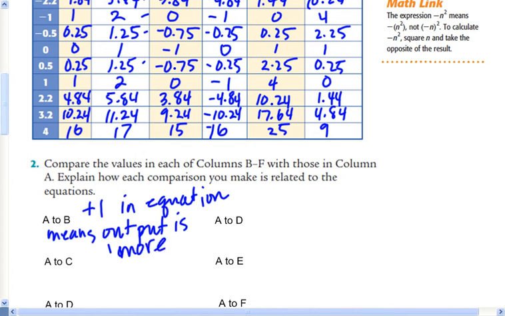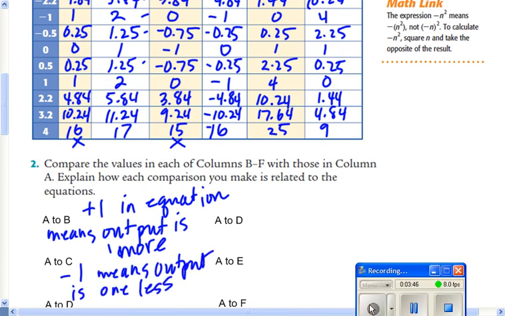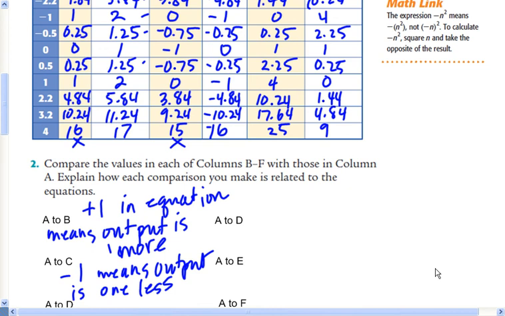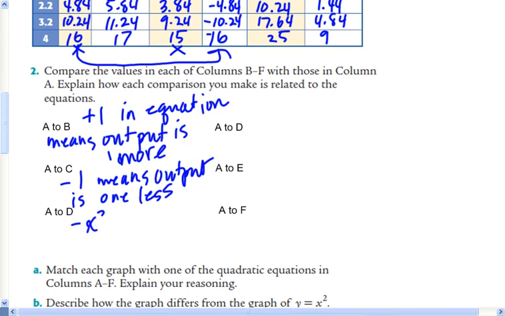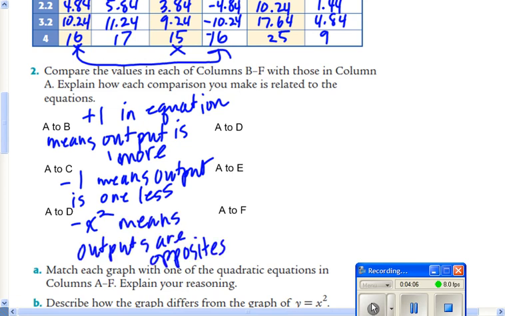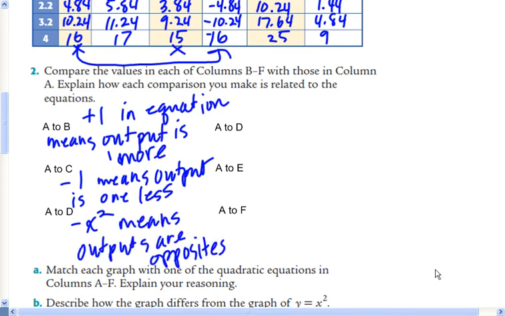Okay, and then when we went from A to C, again we had minus 1 in the equation, and that meant that our output is 1 less. From A to D, instead of x squared, we have negative x squared, and the negative x squared just made all the outputs opposite.